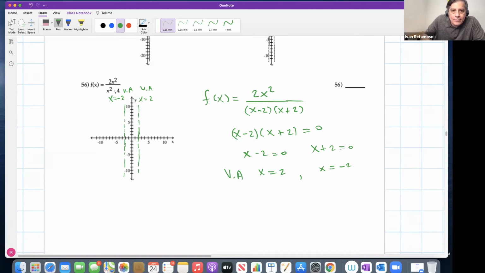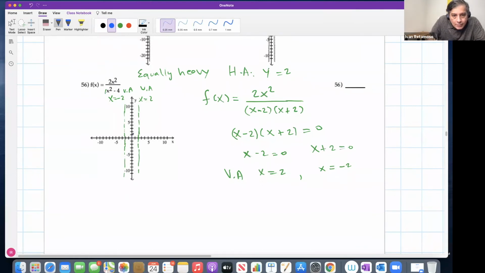Look at this function. It is equally heavy, right? Same degree, 2 and 2. So the horizontal asymptote should be y equal the quotient of these two, 2/1, but 2/1 is 2. So y equal 2 is the horizontal asymptote.